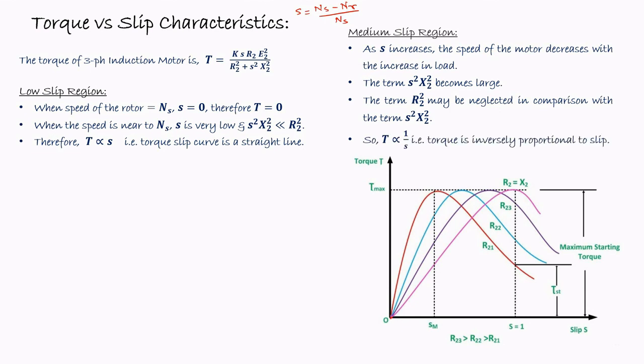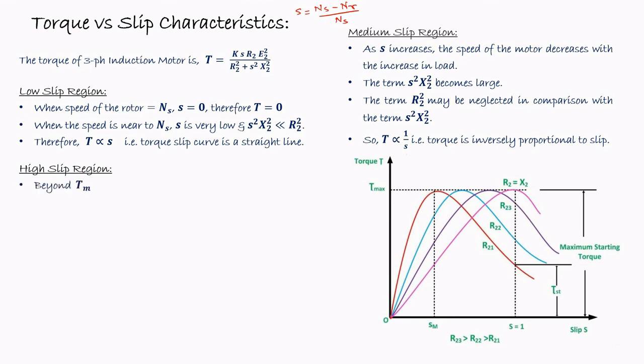As a result, now the torque can be considered as proportional to 1 upon s. And if the torque is proportional to 1 upon s in the higher slip region, then the nature of the torque versus slip characteristics will be the rectangular hyperbola. So it is shown by this side.